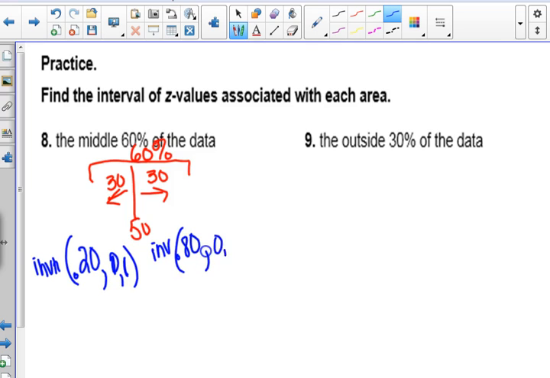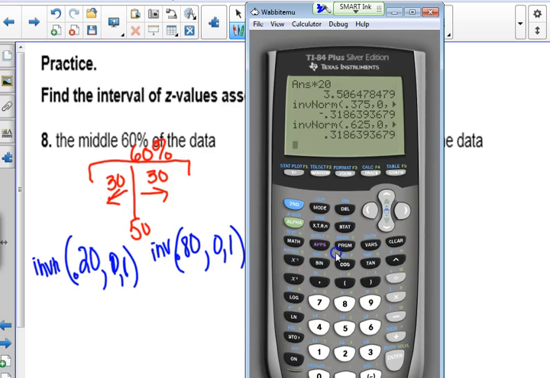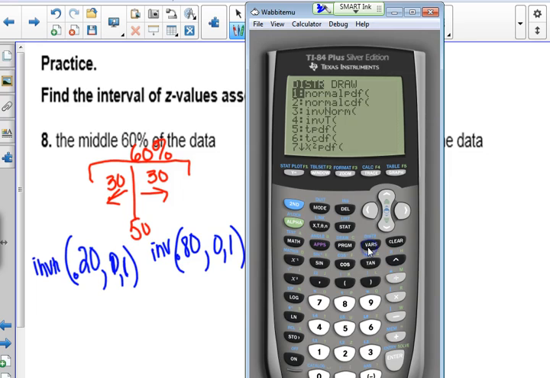It should be 0 and 1, I think. Gotta look at the screen again here. Inverse norm, which is choice 3. The area, we want to find out what it's called at 0.2, and you're going to leave this at 0 and 1.